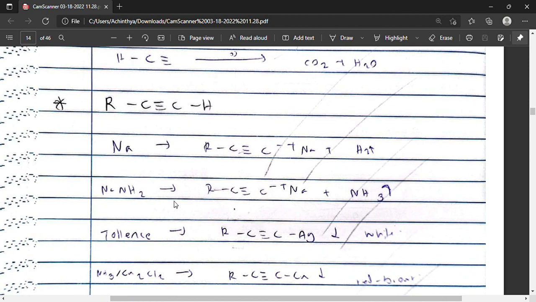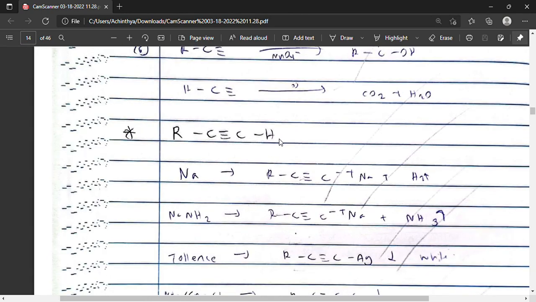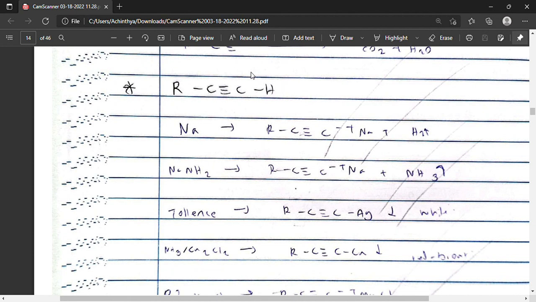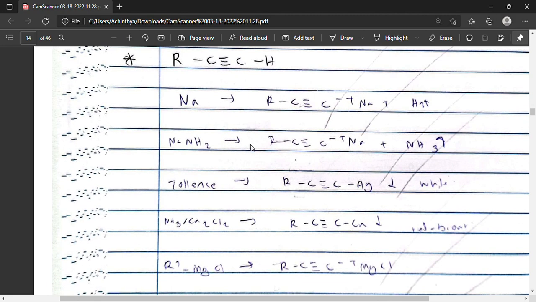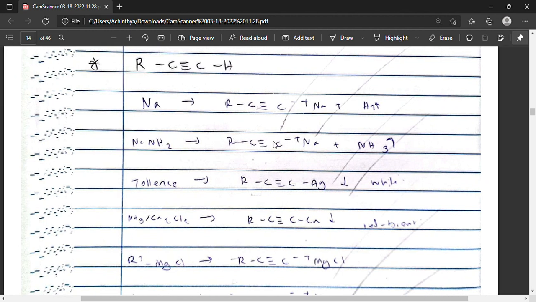Now, these are reactions that terminal alkynes can undergo. Terminal alkynes are alkynes which have a hydrogen bound to one carbon of the triple bond. If we add sodium to the terminal alkyne, it will produce the sodium salt of the alkyne as follows, while liberating hydrogen gas as well. If we do so with sodamide, the same sodium salt is produced and ammonia is evolved instead of hydrogen gas.